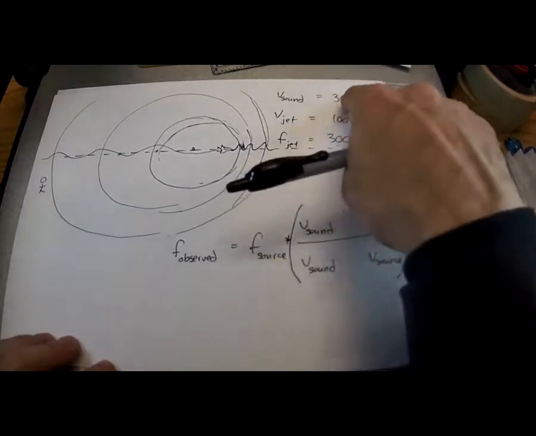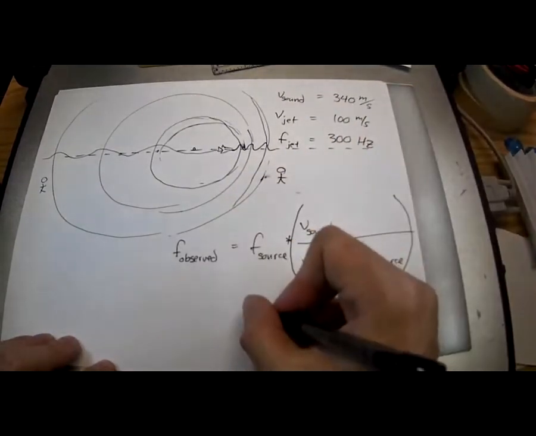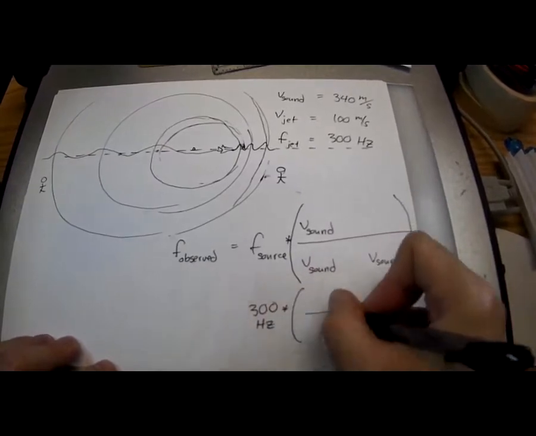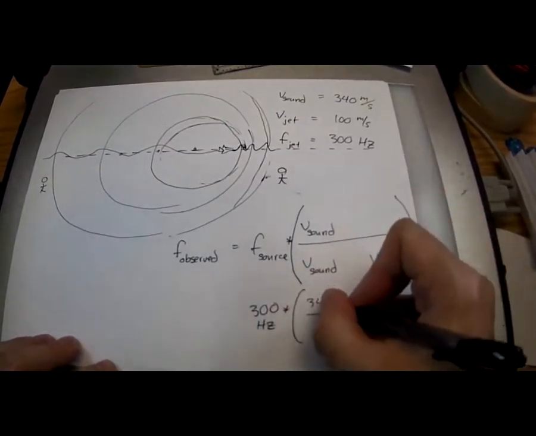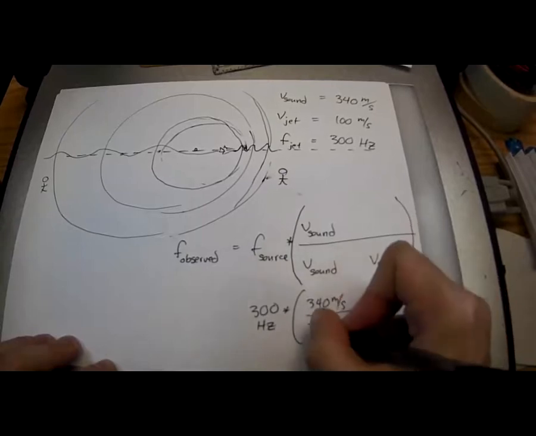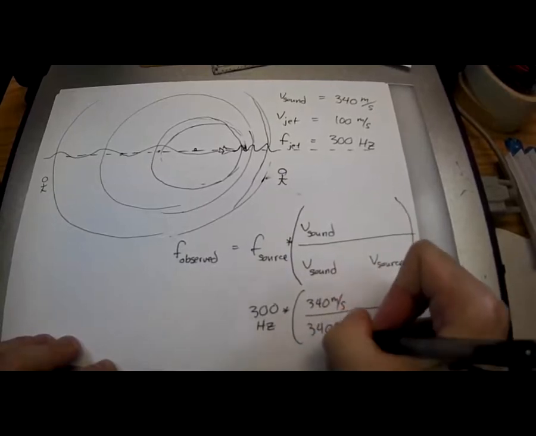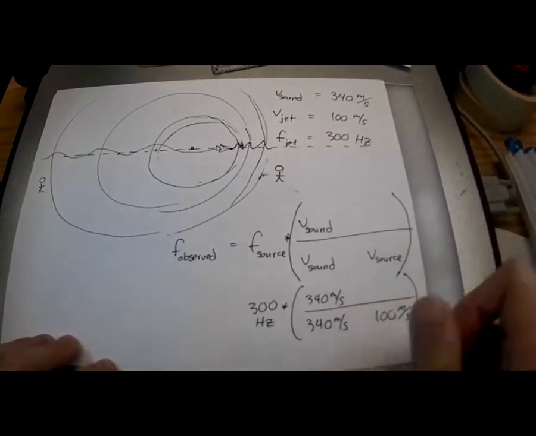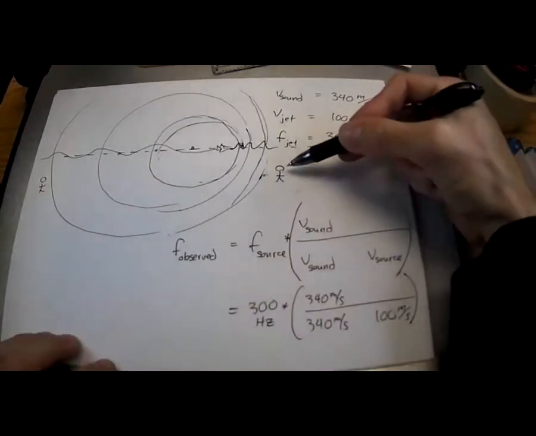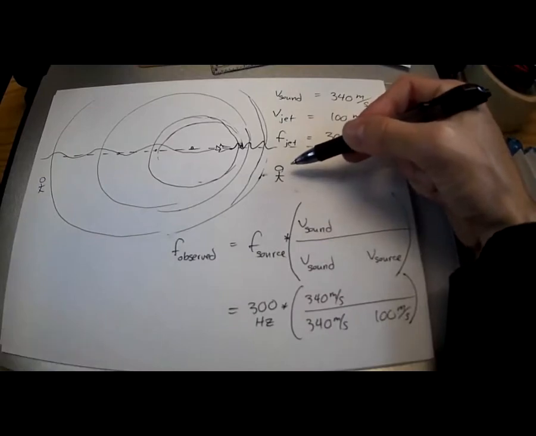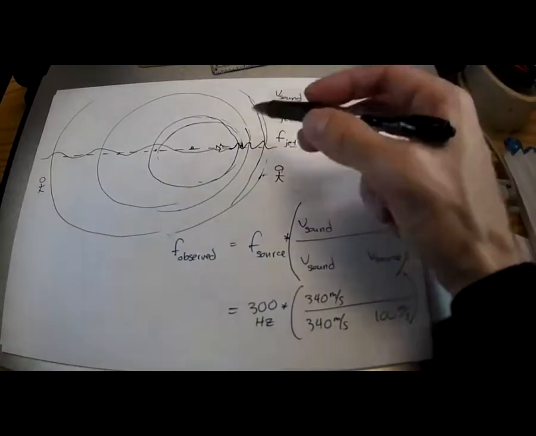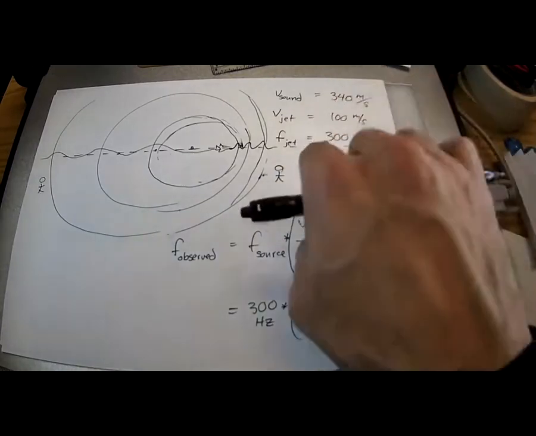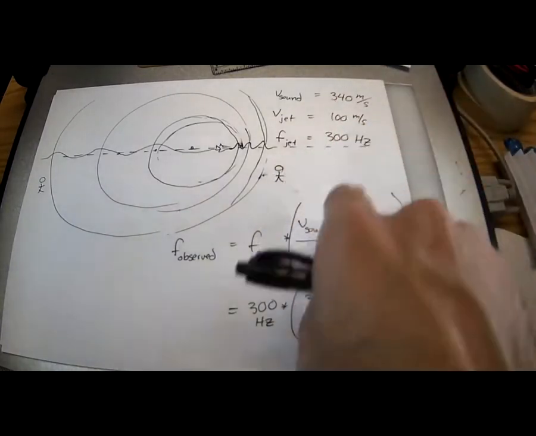I know the source frequency was 300 hertz, so it's 300 hertz multiplied by the fraction. Speed of sound, I'm using 340 meters per second. That goes there and there. The speed of the jet was 100 meters per second. Now I know that this guy right here is observing a sound that's more than 300 hertz. Like if the jet's going, this guy perceives, so that's maybe 400 hertz, something like that. Okay.